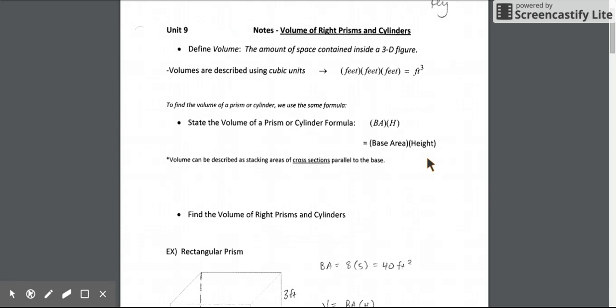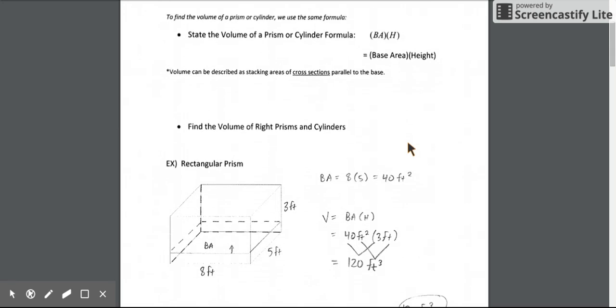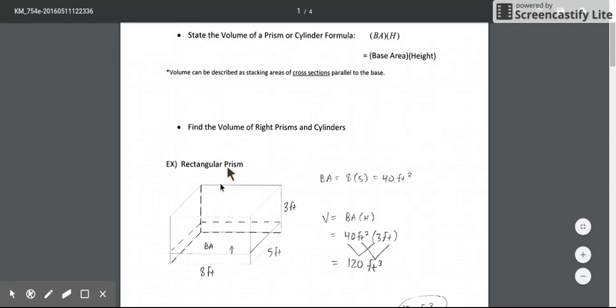In order to find the volume of a prism or cylinder, we're going to use the exact same formula. It's just going to be our base area times the height. So I'll try and explain why that makes sense. If we look at this rectangular prism as an example, if we just find the area of our base shape, which is just a rectangle with dimensions 8 by 5, and then we fill up this prism with that two-dimensional area height amount of times, then that will give us the volume or the space inside this prism.